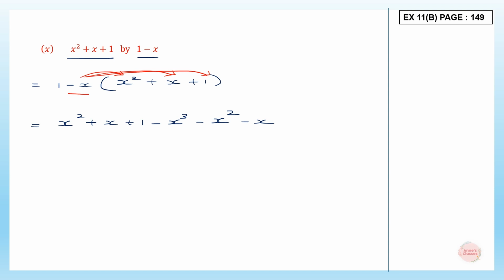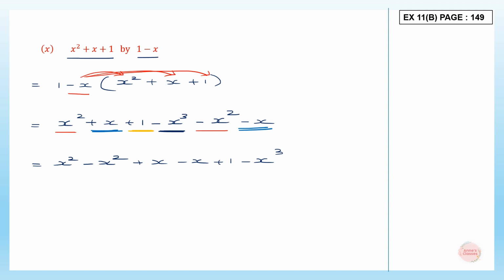Now the like terms, we have x square and minus x square. So let's write that, x square minus x square. Then we have plus x and we have minus x. So let's write that, plus x and minus x. Then we have plus 1. So let's write plus 1. Then what else is left? We have a minus x to the power of 3. So minus x to the power of 3.